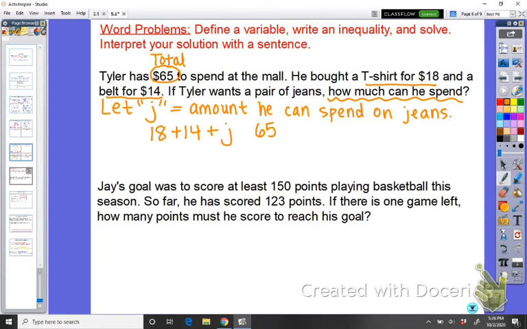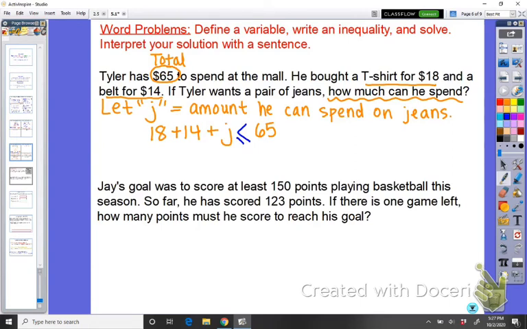So we have to fill in an inequality symbol now. So here's the part where things can get tricky. So think about it. He has $65. Can he spend over that amount? Can he spend exactly that amount? Can he spend under that amount? So it's going to be a less than or equal to, because you could spend $65 or anything less than that.